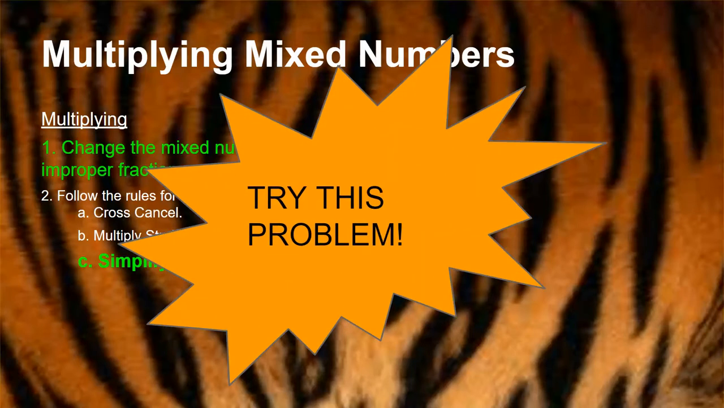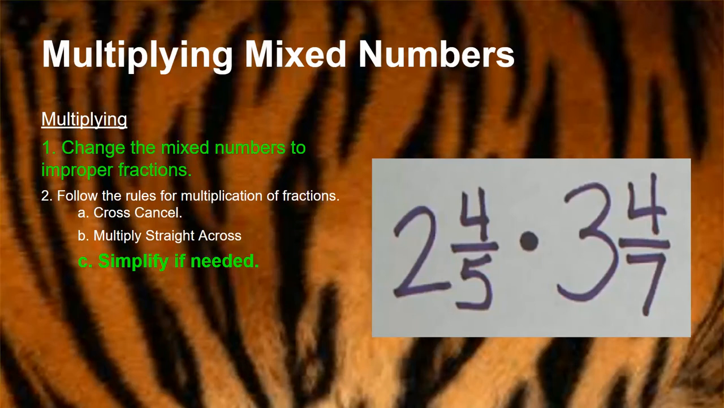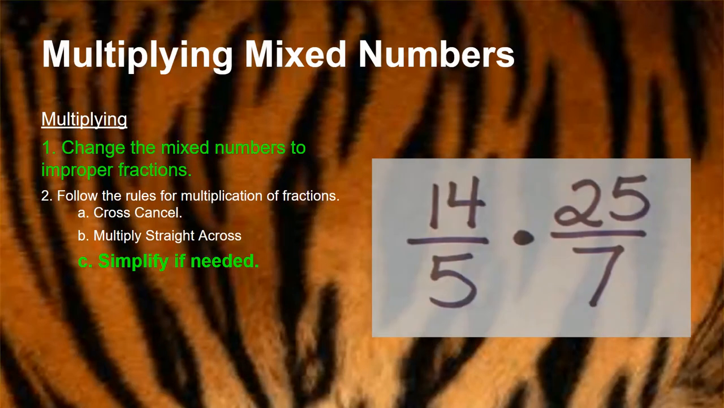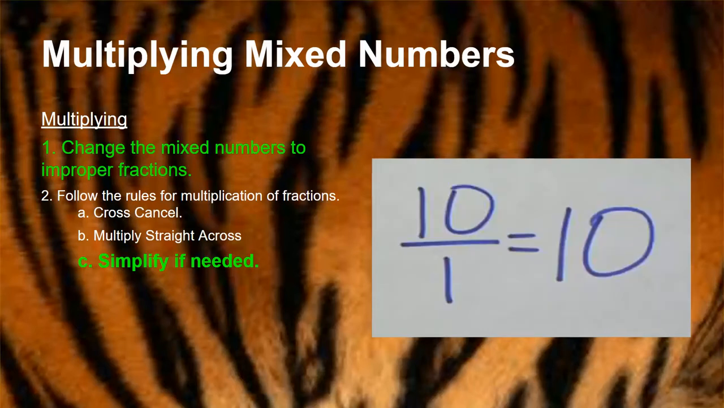So try this problem. 2 4/5 times 3 4/7. First, change them to improper. Becomes 14 over 5 times 25 over 7. Now, cross-cancel. 14 and the 7 can cancel, it becomes 2 and 1. 25 and 5 can cancel, it becomes 5 and 1. Now, multiply straight across, you get 10 over 1, which turns into 10. Remember, anything over 1 is just a number on top.